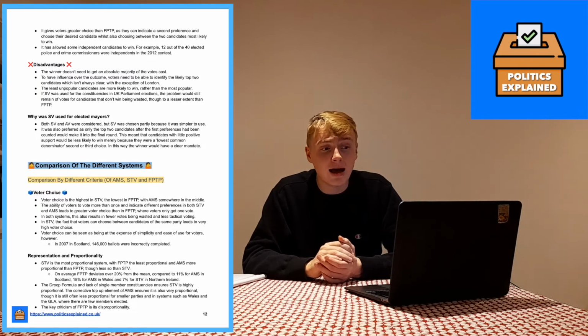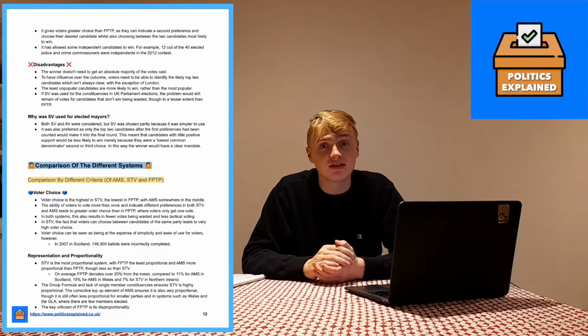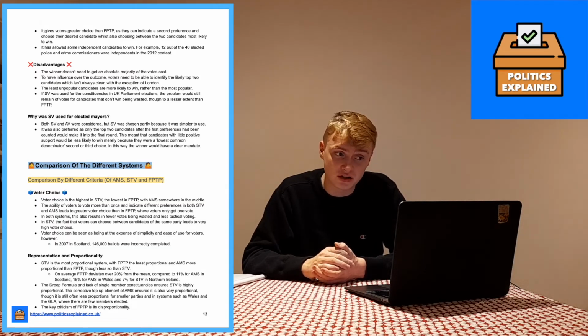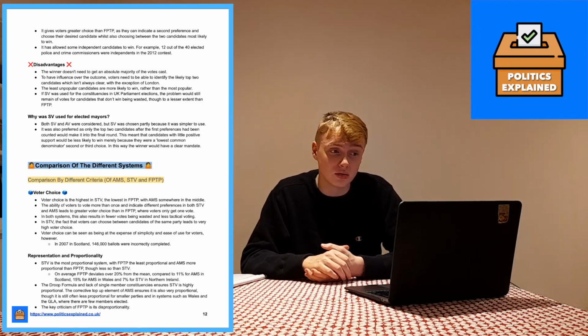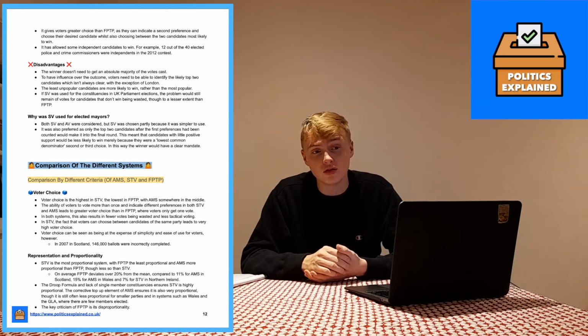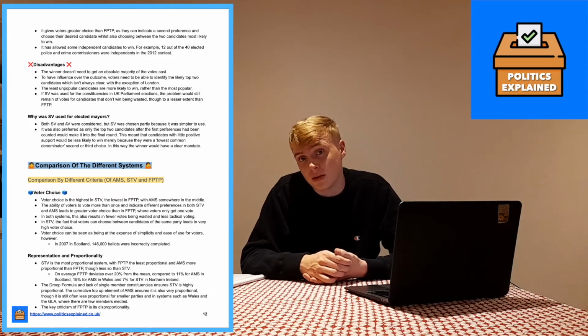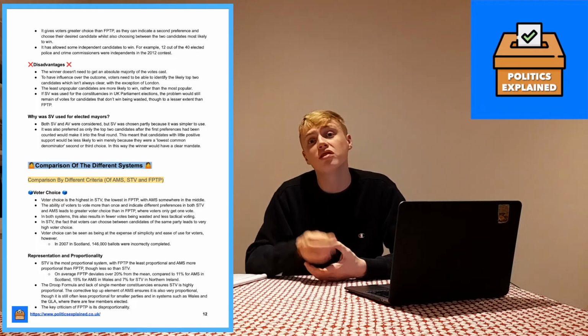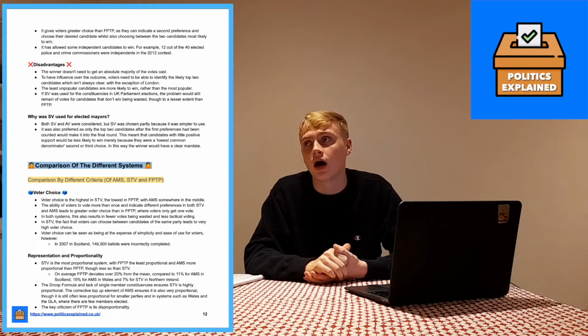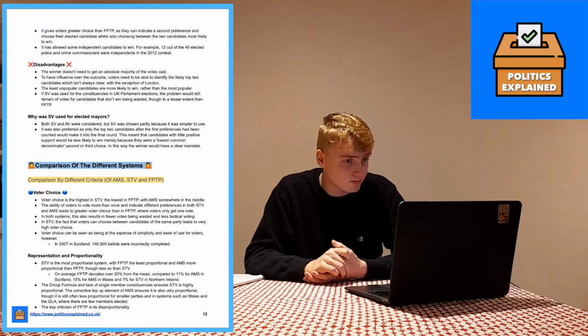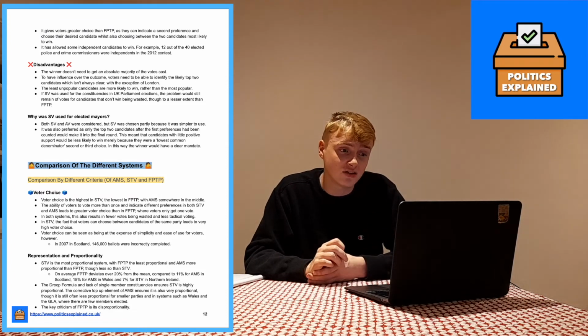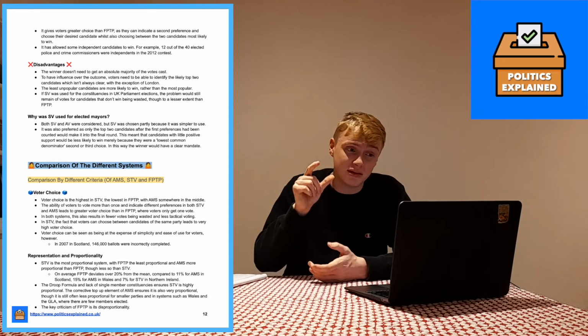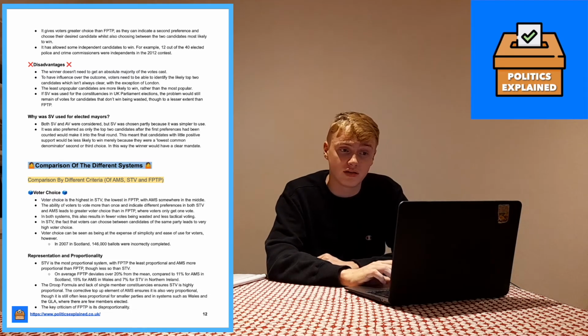Voter choice, though, can be seen as being at the expense of simplicity and ease of use for voters. First past the post is very simple, and you could argue that results in UK Parliament elections having higher turnout, though that can also be attributed to the fact that they're effectively more important for a lot of voters. For example, in 2007 in Scotland, nearly 150,000 ballots were incorrectly completed. So that can be seen as a result of the difficulty of use for voters.